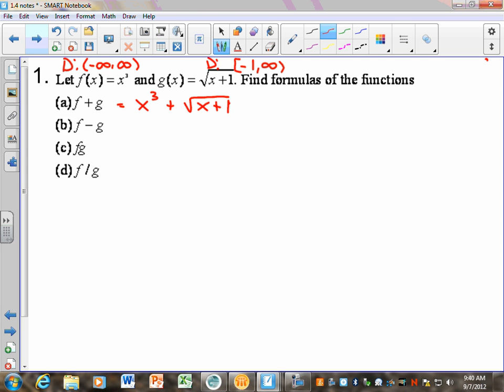And so our domain, when we add these two together, you could kind of look at each one separately. This part could be anything, but do you agree this one still can't be anything smaller than negative 1? So the domain is going to be just what that is, which is from negative 1 to infinity. Because although this could be anything, it doesn't matter when we have a square root in our problem. We have to take that into account. That's just for A. But the good news is it's going to repeat itself a lot.